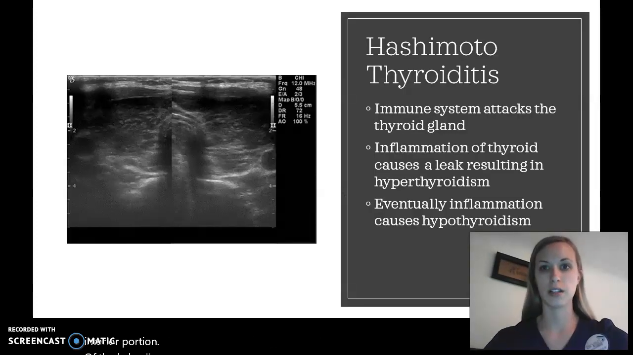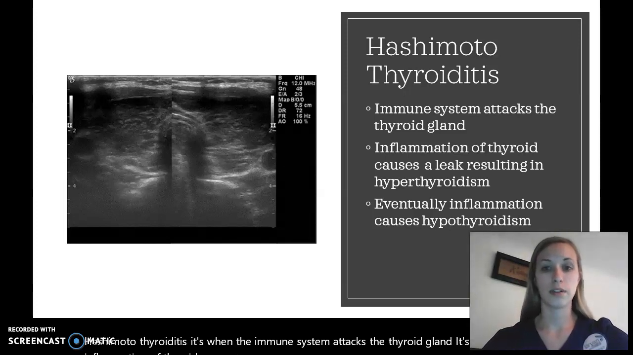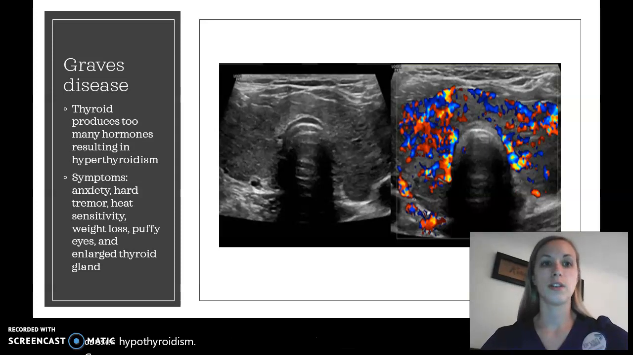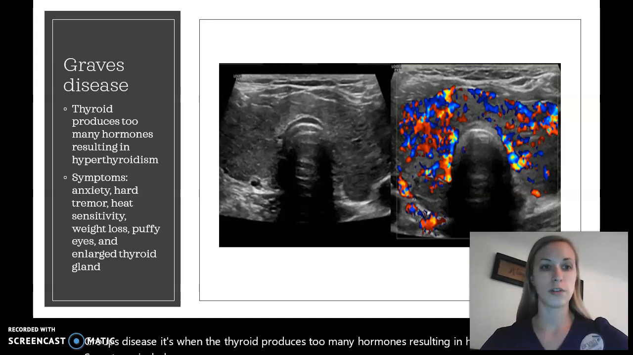Hashimoto thyroiditis. It's when the immune system attacks the thyroid gland. The inflammation of the thyroid causes a leak resulting in hyperthyroidism. Eventually, inflammation causes hypothyroidism. Graves' disease. It's when the thyroid produces too many hormones, resulting in hyperthyroidism. Symptoms include anxiety, hand tremor, heat sensitivity, weight loss, puffy eyes, and enlarged thyroid gland.